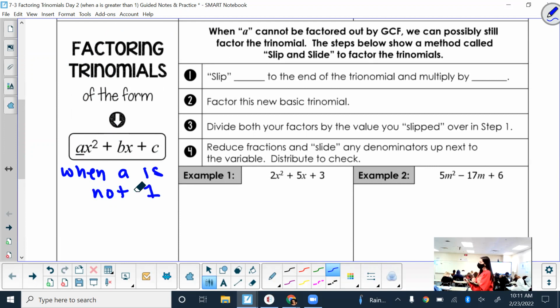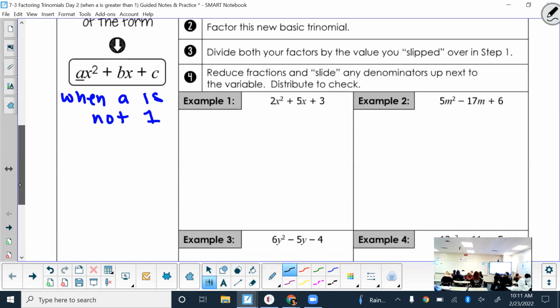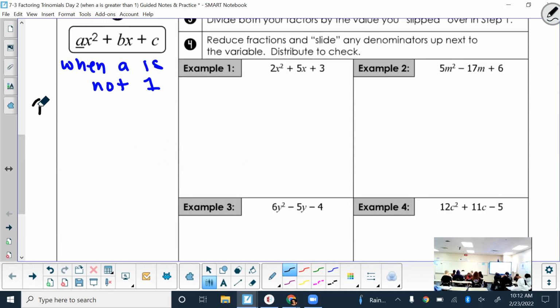All right, when A is not 1, here's what you do. You still set up your diamond. The top will still be A times C, and the bottom will still be the B. And you're still trying to find things that multiply to the top and add to the bottom. It's just now we're actually going to have something other than 1 for the A. So that first step will be the same.